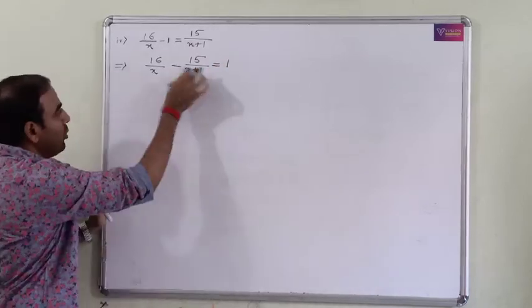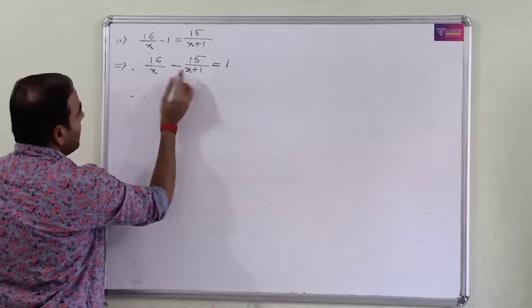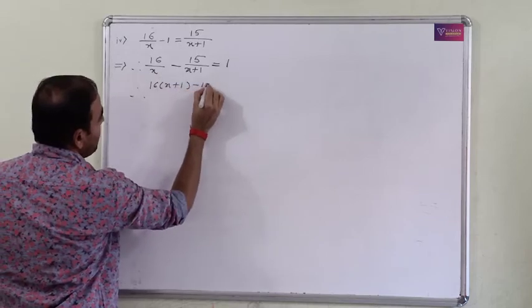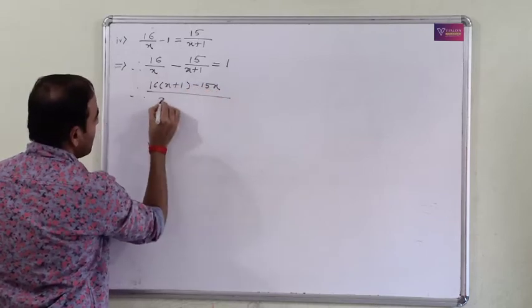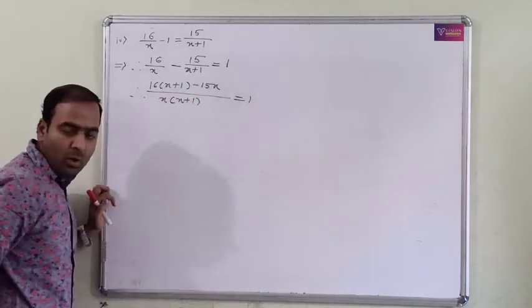And then do the cross multiplication. By cross multiplication we get 16 in bracket x plus 1 minus 15 into x is 15x, upon x into x plus 1 is equal to 1.